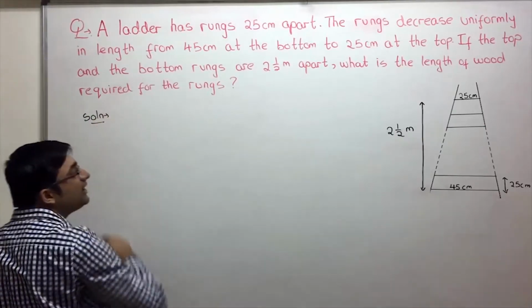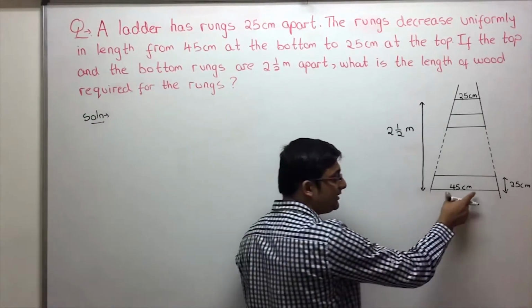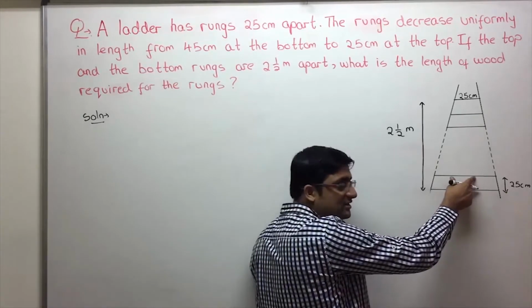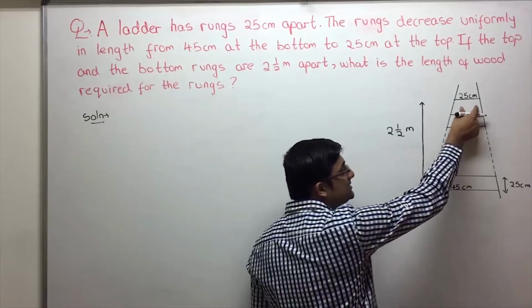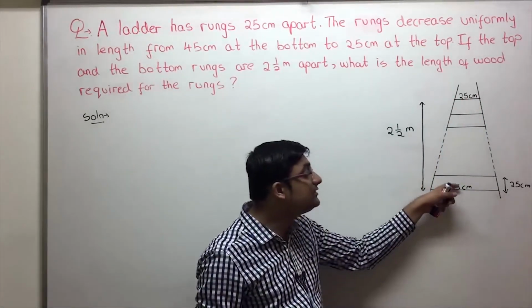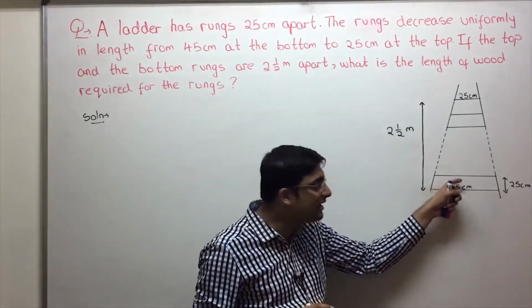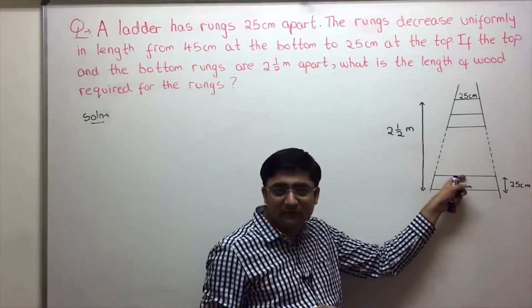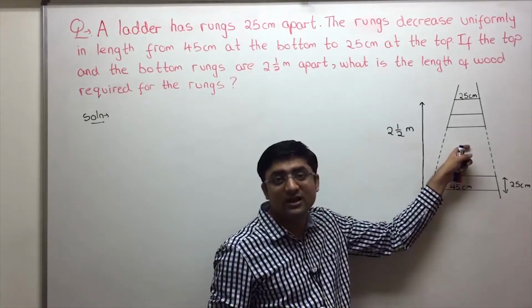What do we have to find? We have to find the length of wood required for the rungs. The length of wood required is 45 plus this value plus the next rung plus the next rung, plus this, plus this, plus this. Is this clear? Now we are given the width decreases uniformly. Let us say it decreases by 5 centimeter every time. So 45 minus 5 is 40, 40 minus 5 is 35, 35 minus 5 is 30, and so on.